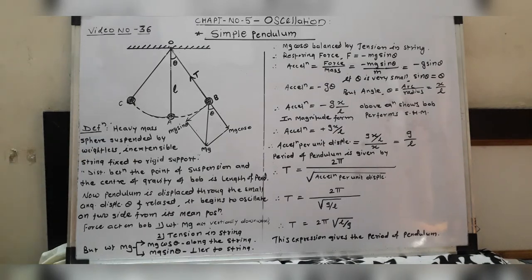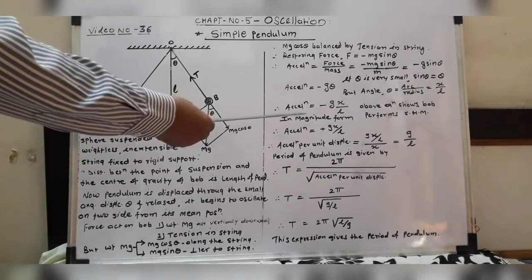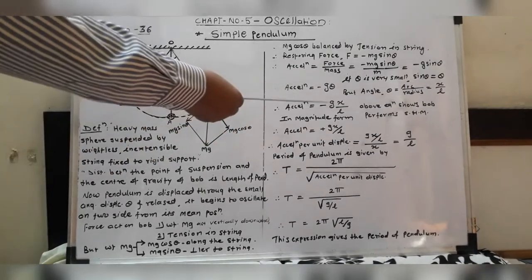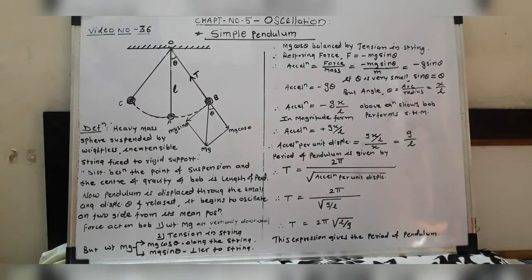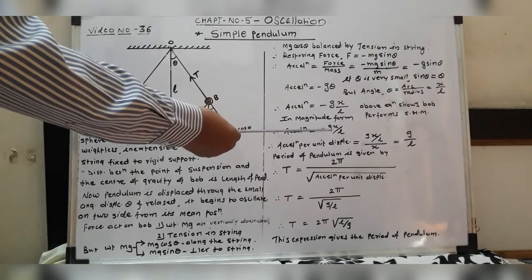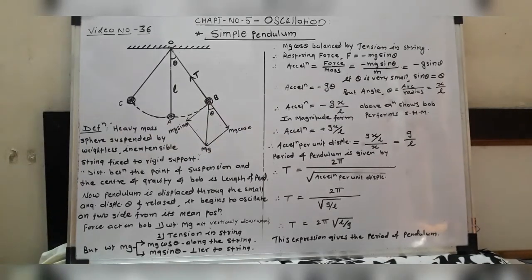Then this negative sign indicates that the acceleration and the displacement are opposed to each other, so this negative sign is here. In magnitude form, we can write simply acceleration is equal to, instead of minus, plus gx upon L, and therefore acceleration is equal to plus gx upon L.